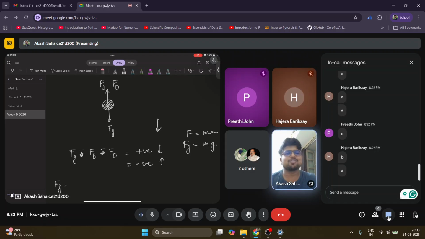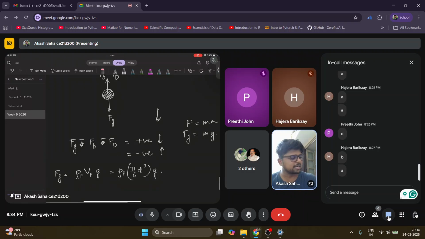So you don't have to substitute anything. G will remain, and the mass you can write as density of the particle into the volume of the particle, because these are generally known. Mass is not given generally in the problem. So density and diameter are given, and from the diameter you can calculate the volume of the particle. It will be pi by 6 d cubed, into g. So like that you can calculate the gravitational force.